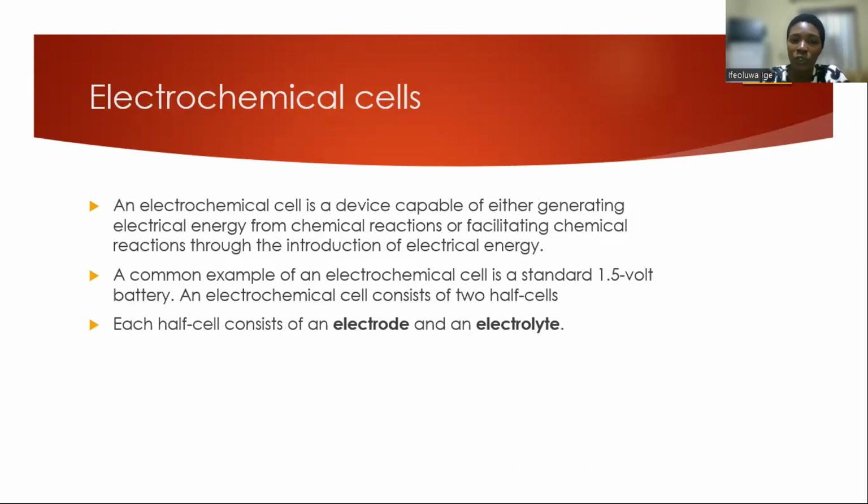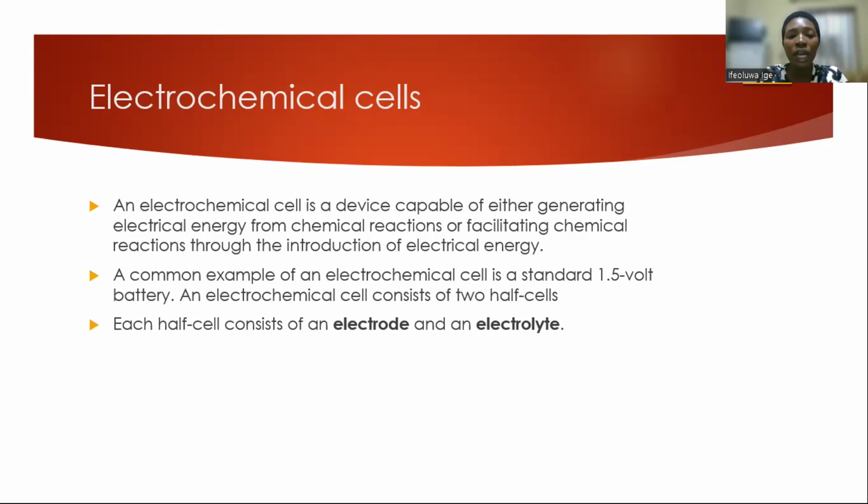Now, what is an electrochemical cell? An electrochemical cell is a device that is capable of either generating electrical energy from chemical reactions or facilitating chemical reactions through the introduction of electrical energy. An example of an electrochemical cell is a standard 1.5 volt battery, the normal battery that we use for our wall clock and other devices in the home.